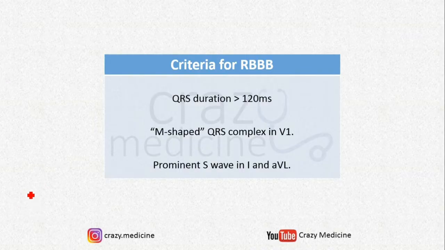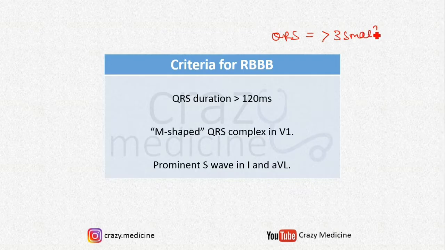Next thing to learn is the criteria of right and left bundle branch blocks. First of all, criteria for right bundle branch block. The first is the QRS duration should be more than 120 milliseconds, or we can say more than 3 small blocks in the standard ECG. Then an M-shaped QRS complex in V1. And last is a prominent S wave in lead 1 and aVL.